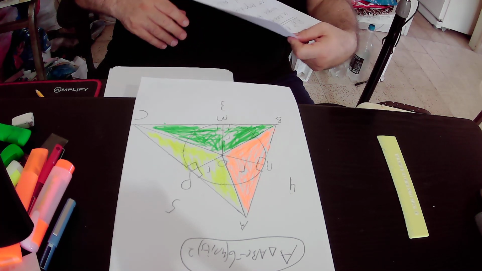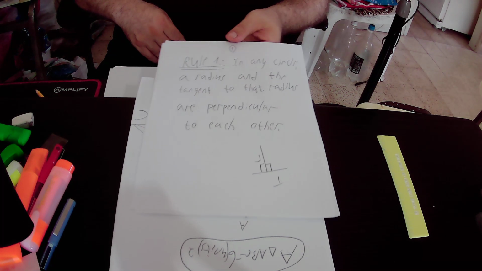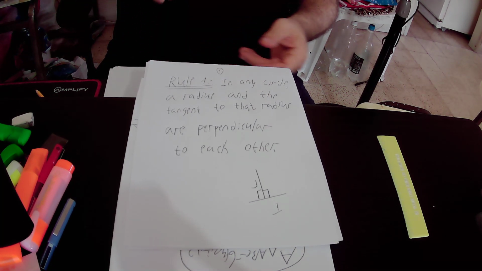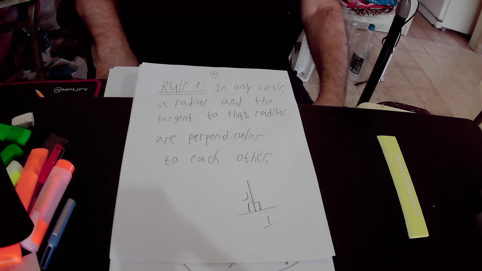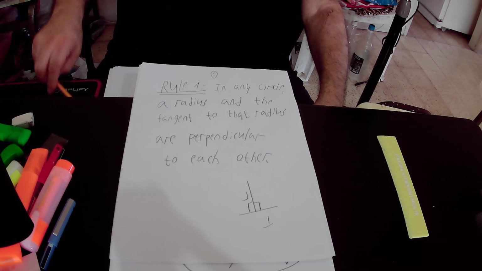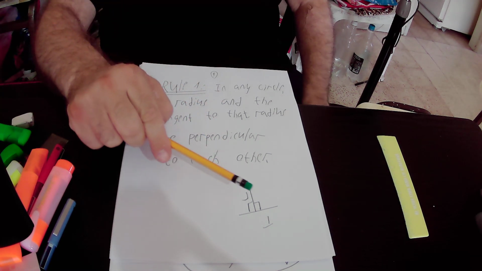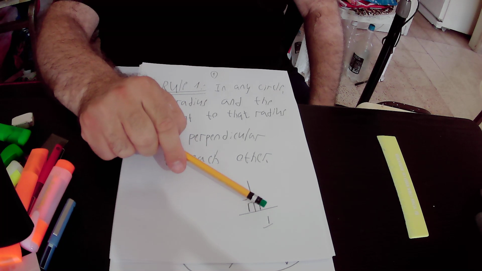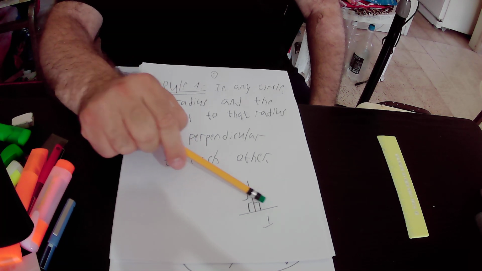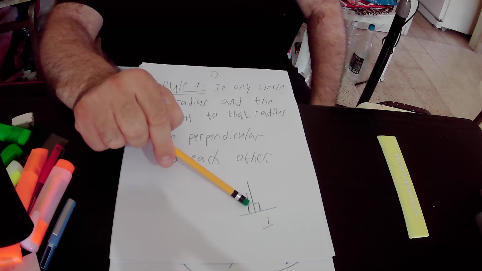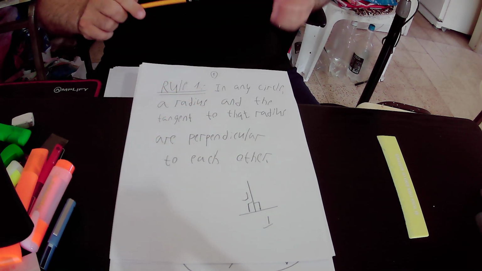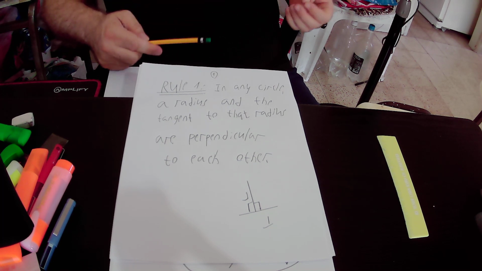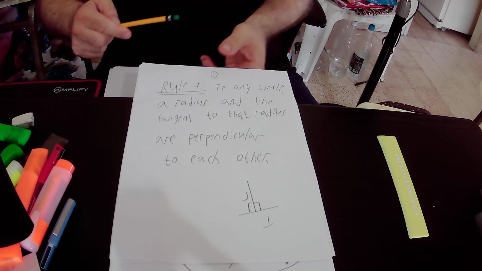In the next step, we actually have rule number 1 that states that in any circle, a radius and the tangent to that radius are perpendicular to each other. So if we have a radius that we call R and the tangent that is called T, then the radius is perpendicular to the tangent. That is to say, this angle is 90 degrees and this angle is 90 degrees also. So in any circle, a radius and the tangent to that radius are perpendicular to each other.